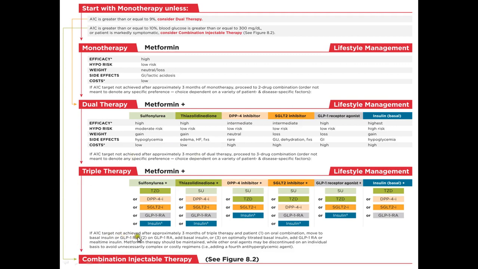So if the HbA1c is not achieved after approximately 3 months of triple therapy, and the patient is on an oral combination, move to basal insulin or GLP-1. So you have 2-3 options after that if triple therapy is not helping. You can move to basal insulin or a GLP-1 receptor agonist, or go to a GLP-1 receptor agonist and add basal insulin, or you can optimally titrate basal insulin and GLP-1 or mealtime insulin. So you have a lot of options. You can juggle between the drugs, looking at the response of the patient.